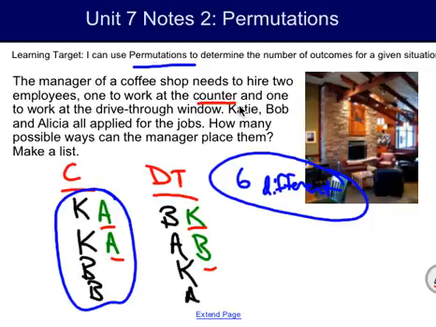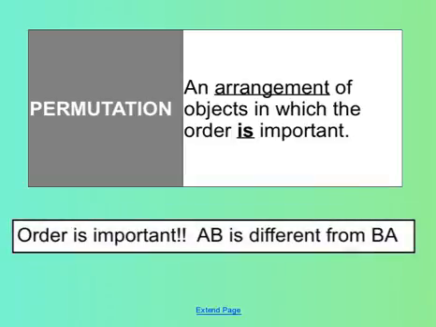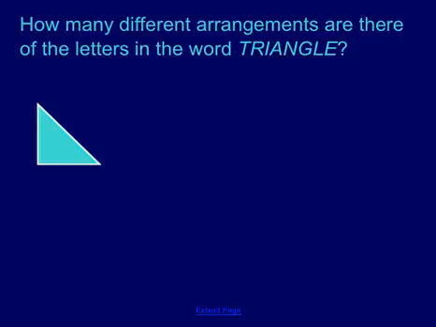So there's a little bit more in depth when it comes to probability, and so we're going to show you those examples today. So a permutation is an arrangement of objects in which the order is important. Remember, AB is different from BA, and I just showed you that. Bob and Katie are not the same person, so that arrangement is different. So how many different arrangements are there of the letters in the word triangle? Well, first off, I need 1, 2, 3, 4, 5, 6, 7, 8. So there's 8 different arrangements.